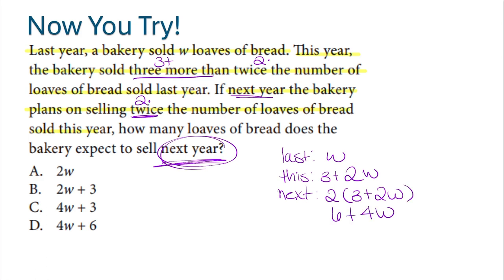Okay, if I look at my answer choices, I see that the variable is written first. So I'm going to reverse the order and write this as 4W plus 6. Okay, so answer choice D is the correct answer.